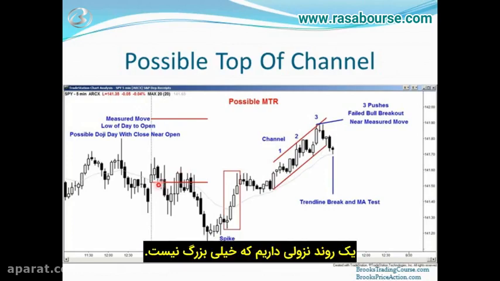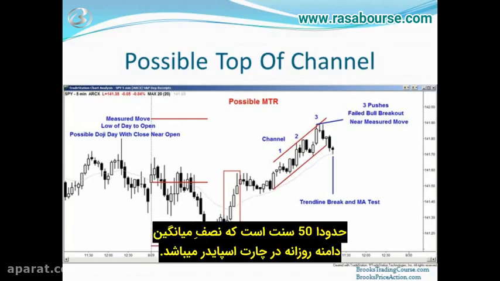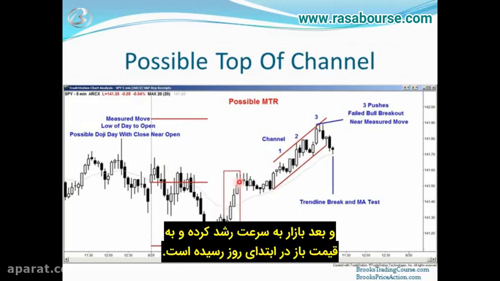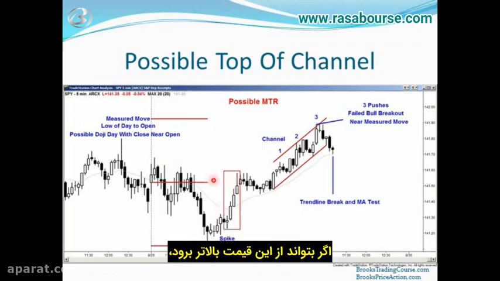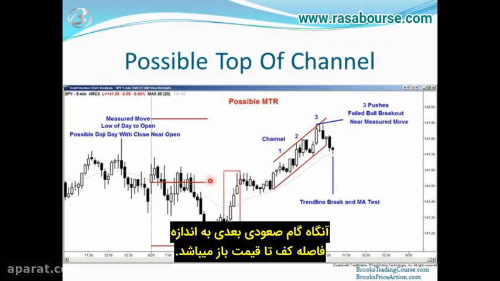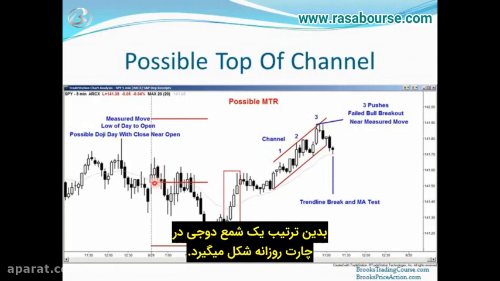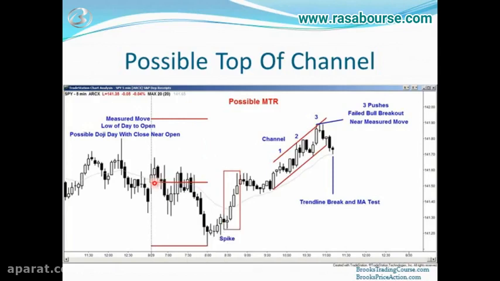We had a bear trend, and the trend itself is not all that big. It's about 50 cents, about half of an average daily range in the SPY. And then the market rallied strongly back up to the open of the day. If it breaks above the open of the day, it may go up for the same number of ticks that it fell below the open of the day, and if so, the market may come back and close back around the open of the day, setting up a doji bar on the daily chart.